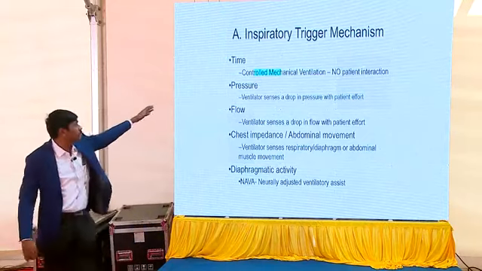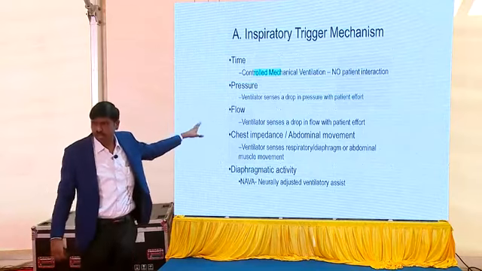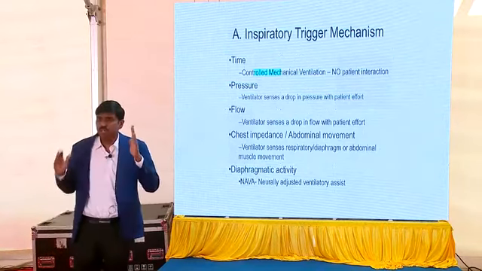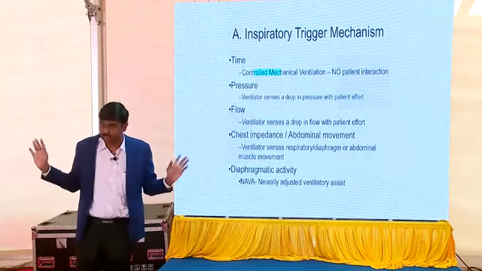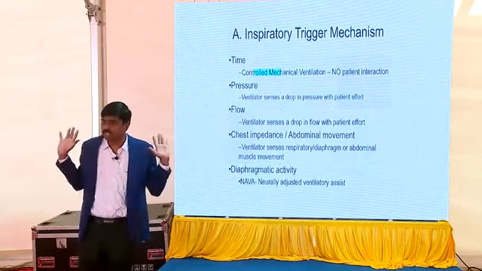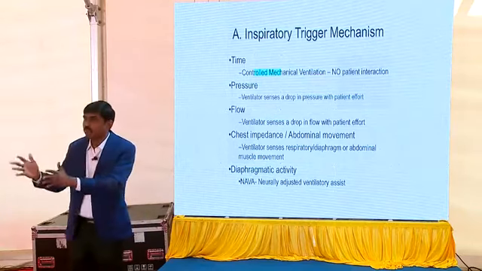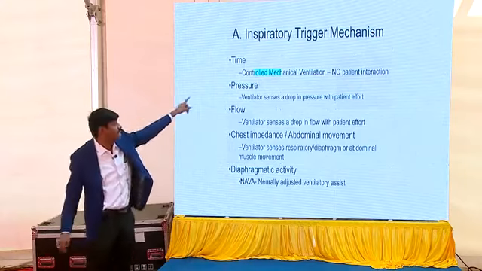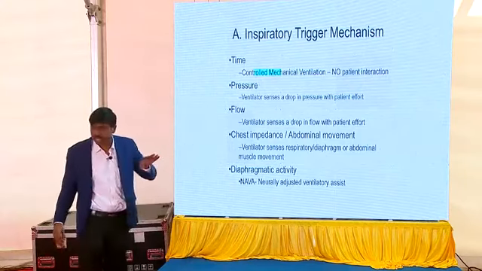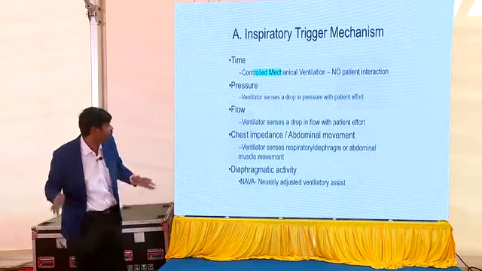Here, the trigger could be just time controlled. That is, you say you've got 60 seconds, which means every 1 second you start a breath. That's called time. So what the machine does: 1 second over, 1 breath, 2 seconds over, 1 breath, irrespective of what the baby is breathing. That's called CMV. There is no patient interaction. We don't use this at all. There are some ventilators which still have a CMV mode of ventilation.